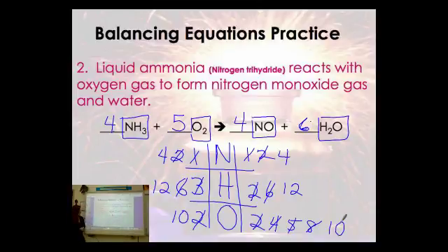They're not all going to have this many steps, but here is a more complicated one for you as an example. So my coefficients are 4, 5, 4, 6. I need 4 ammonias plus 5 oxygens to give me 4 nitrogen monoxides plus 6 water as my balanced equation.